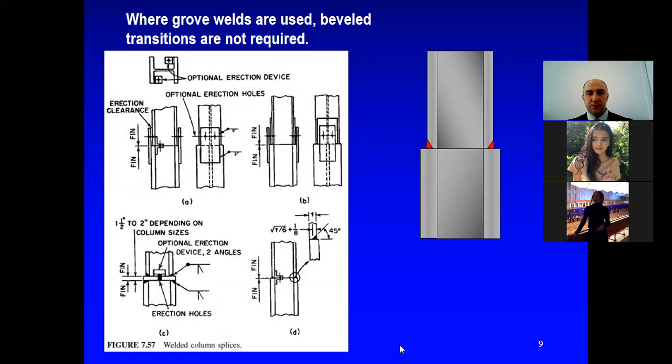Groove welds are most often used in column splices. It is not necessary to provide a transition in the thicker flange, as shown in the previous slides. But providing the needed level of transition may reduce the stress concentration at the groove welds and may be beneficial even if it is not required.